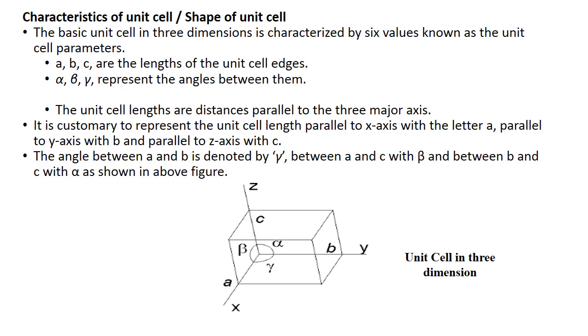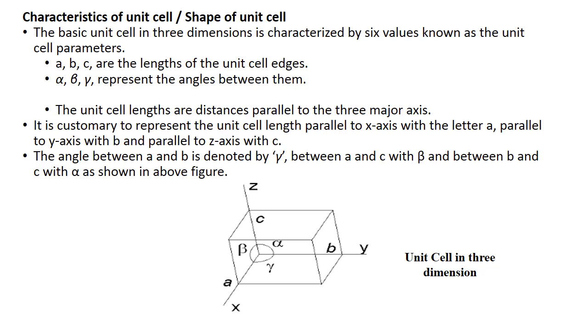For example, a simple unit cell is shown on the screen. You can see the unit cell consists of the 3 axes x, y, and z. On the x-axis the unit cell length is A, on the y-axis the unit cell length is B, and on the z-axis the cell length is C.